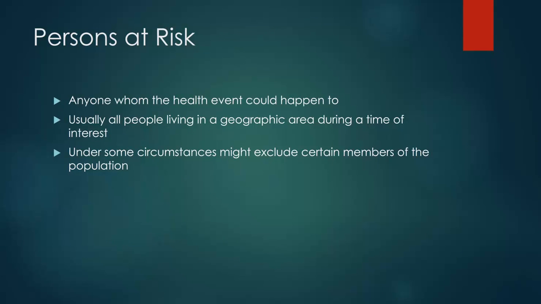Before we go on to look at rates, I want to discuss a term you'll hear often in assessing community health. That term is persons at risk. Persons at risk are the people in the total population, or in other words, the denominator, to whom the event or health condition being studied could have happened. Usually this is everyone living in a specific geographic area during a time period of interest. But under certain conditions, however, we need to exclude some persons from the total population. For example, when looking at prostate cancer, we would exclude women.